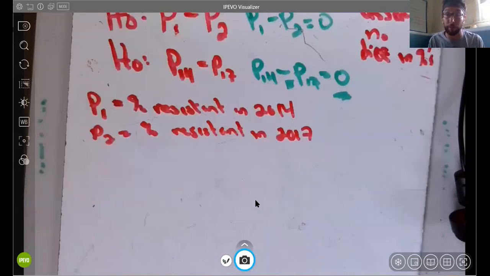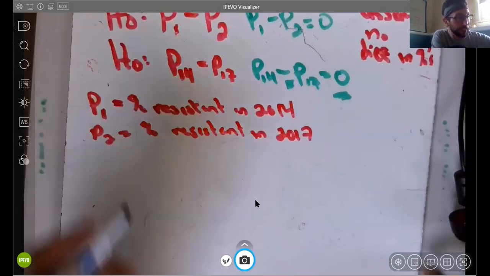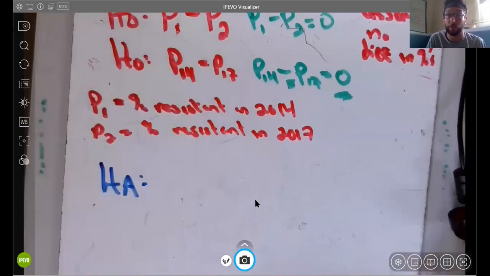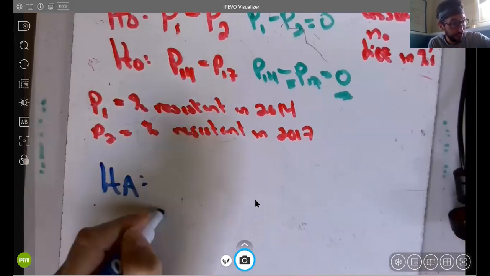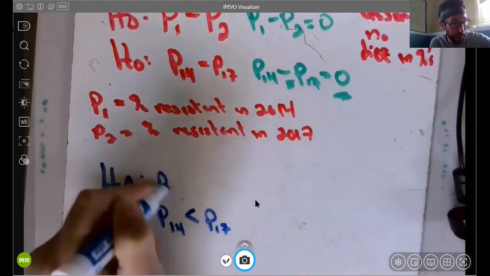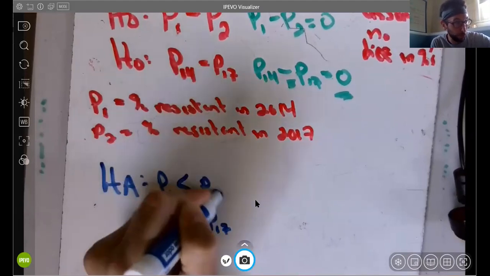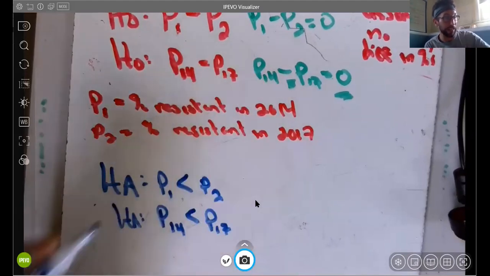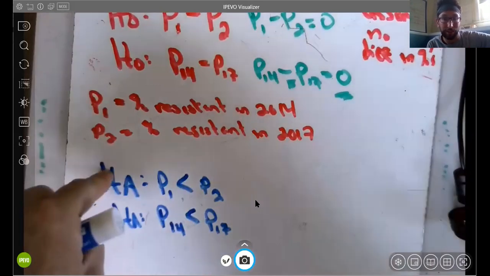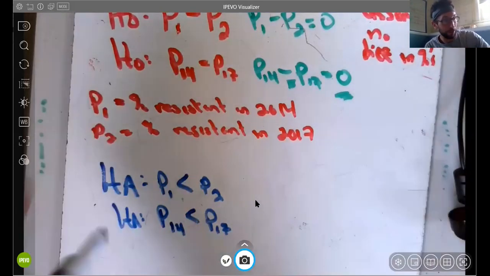Now for our alternative hypothesis, we want to know, is there evidence that the proportion of coquilla plants that are resistant to glyphosate has increased? So we want to know, is the percent in 14 less than the percent in 17? Or if I use the 1s and 2s the way I had labeled them, I want to know, is P1 less than P2? And again, that's what I'm going to see in my calculator. So that's why I tend to lean towards that, but whatever.